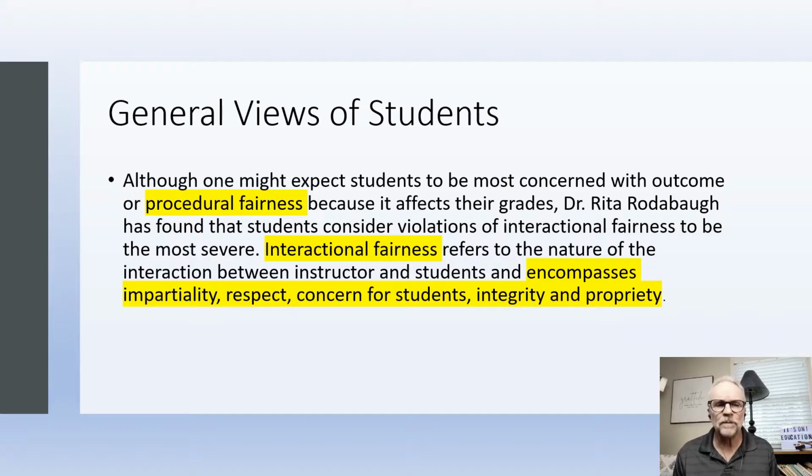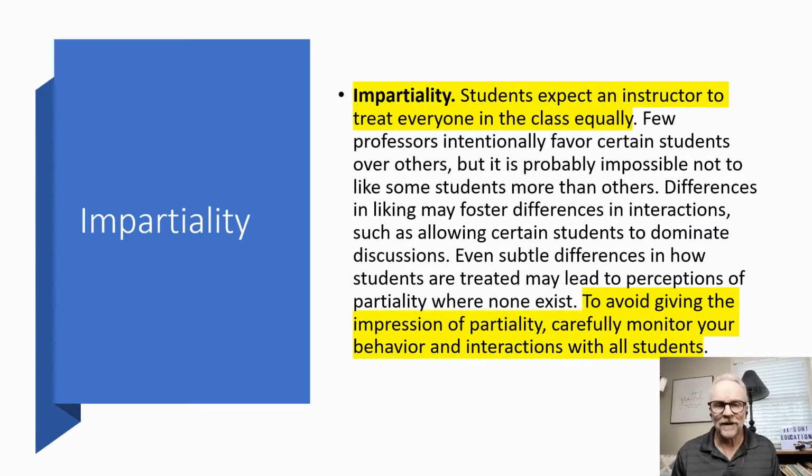And these things encompass impartiality, respect, concern for students' integrity, and propriety. And so they go along in the article and talk about each one of these individually. Okay, impartiality. Students expect an instructor to treat everyone in the class equally. And so this is really, really hard to do.